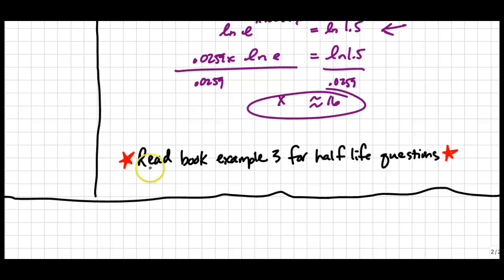Lastly, just make sure you read through book example number 3. There will be some half-life questions there. Feel free to ask for help on those during class if needed.